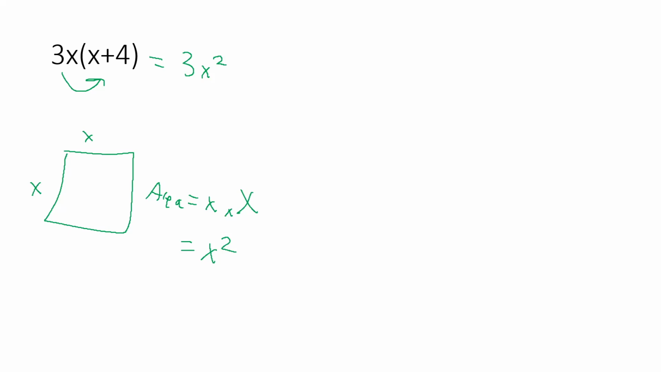And likewise, because we haven't finished expanding, what is 3x times 4? Well, what's 3 times 4? 3 times 4 is 12. So our final answer is plus 12x. And we can leave our answer like this because we can't add x's to x squared. So we just leave it like it is.